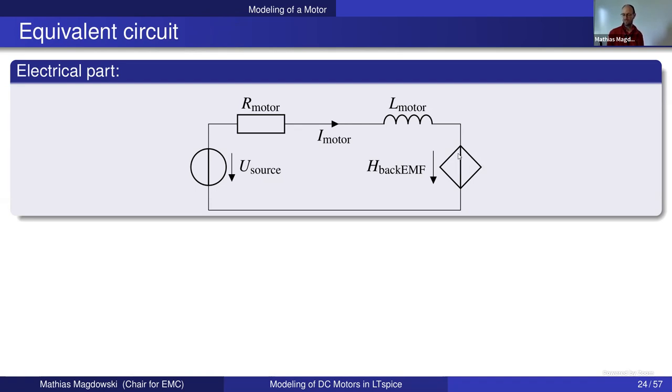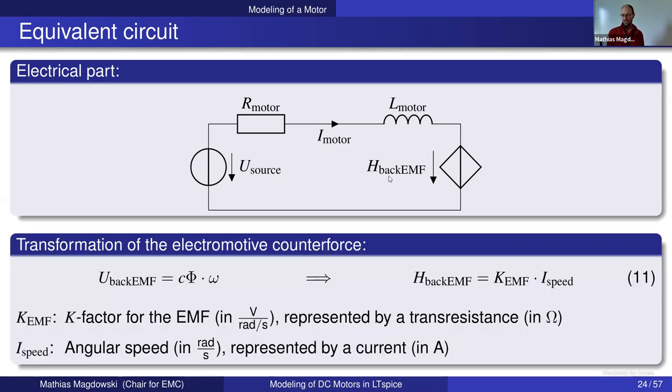And this is a controlled source that is controlled by the mechanical part of the motor. So what we do, remember this equation for the back electromotive force? We convert this into a pure electrical equation. Because we want to model this in some electric simulator, and the electric simulator does not know about torque and speed and so on, we use a current to model the speed, and the current that is proportional to the speed in the mechanical part of the model will give us this back electromotive force here. And between them there's a factor like this C phi here.